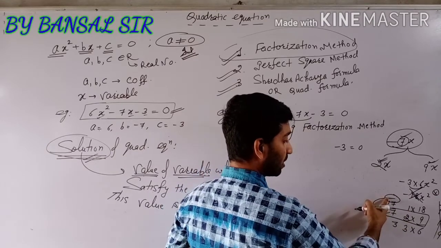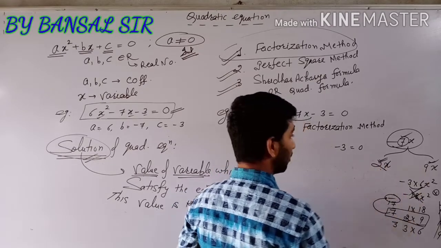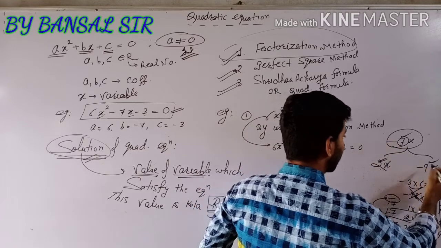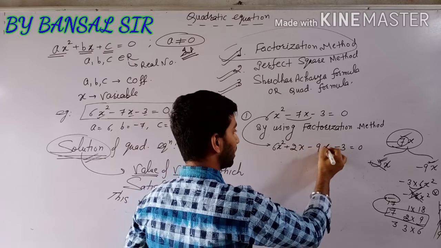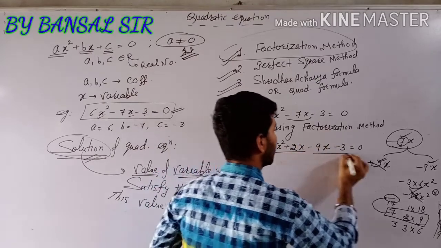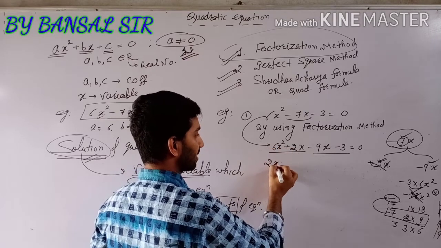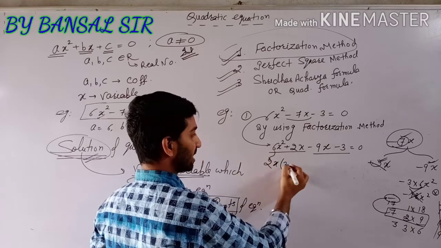7 is on the negative side. It means that one is positive and one is negative, and we know that the sign of the greater number is the sign of the middle term. The sign is negative, so the greater number is negative and the smaller is positive. So plus 2x and minus 9x. It is two pairs. In the first pair, 2x is common. 2 is common, so the remaining is 3x, 2 times 3 is 6x.